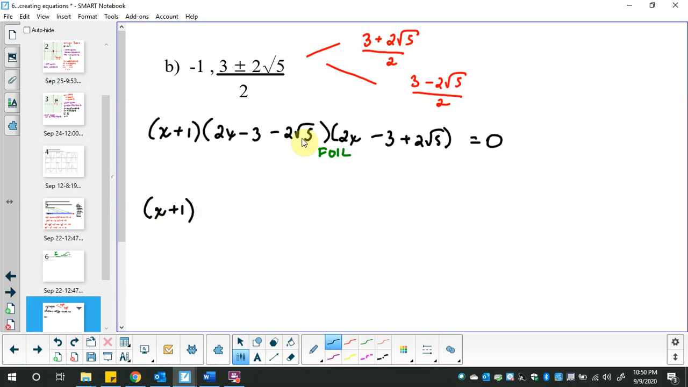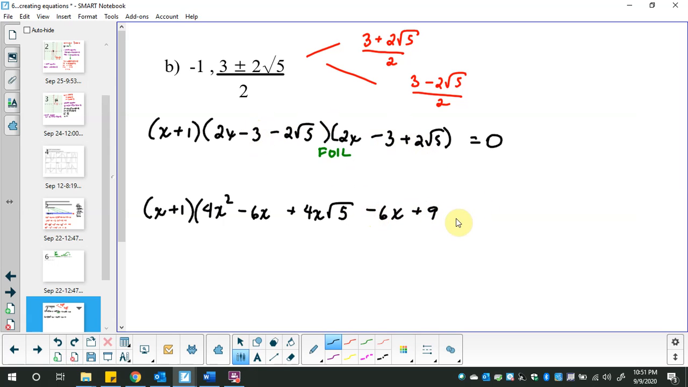Now, watch me FOIL this. So it's 3 pieces of information multiplied by 3 pieces of information. So that means we're going to have 9 pieces of information. 2x times 2x. 2x times negative 3. 2x times 2 root 5. Negative 3 times 2x. Negative 3 times negative 3.